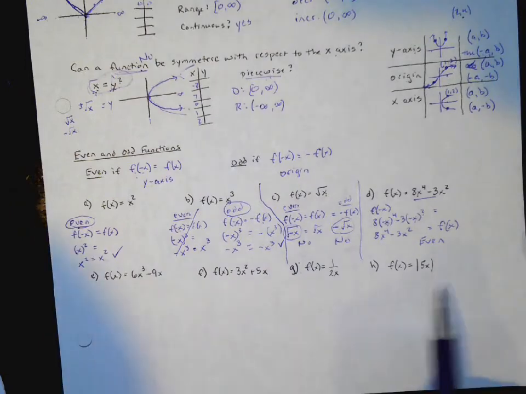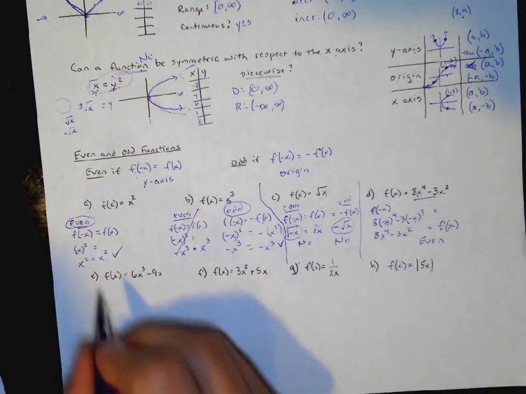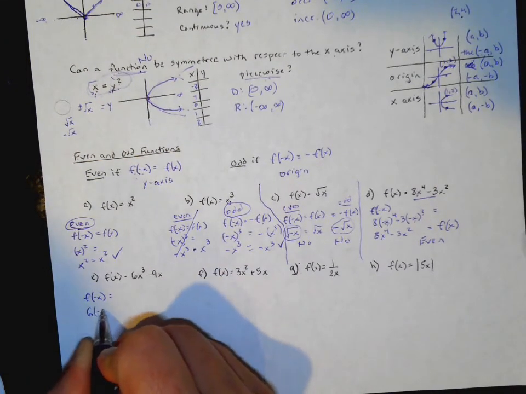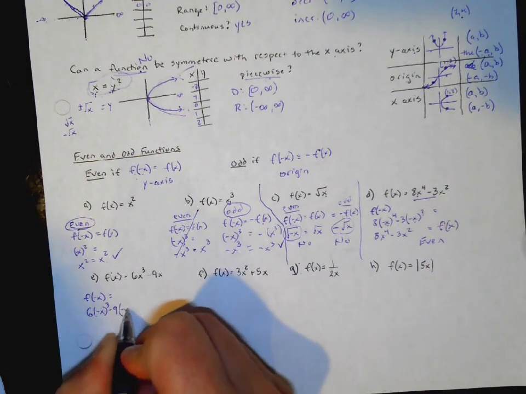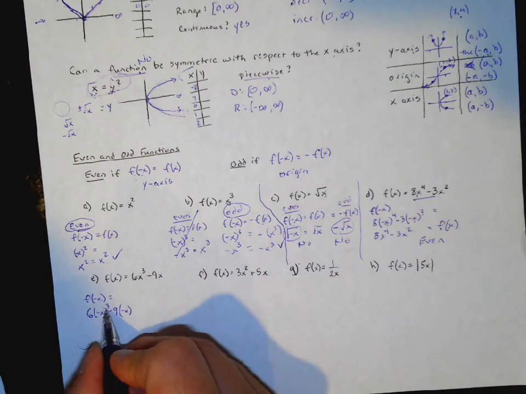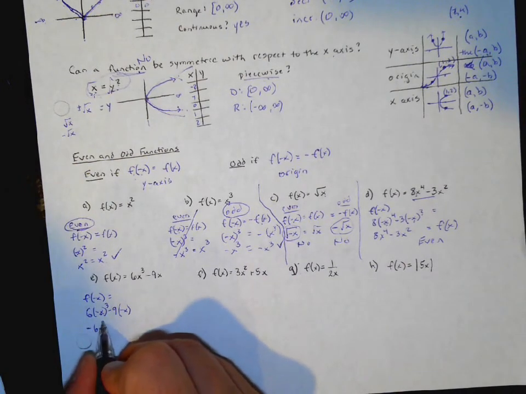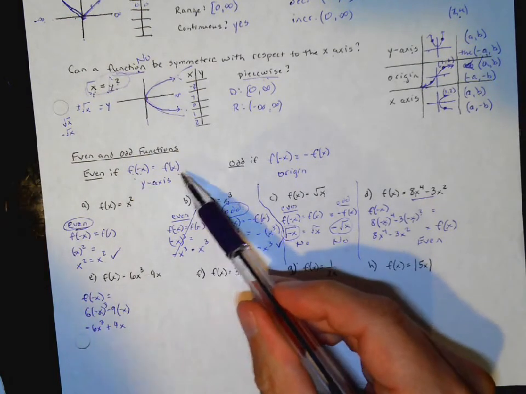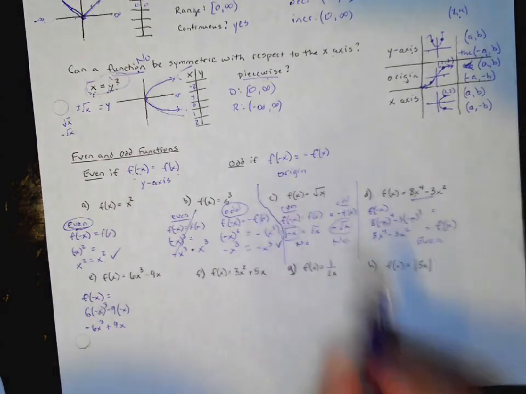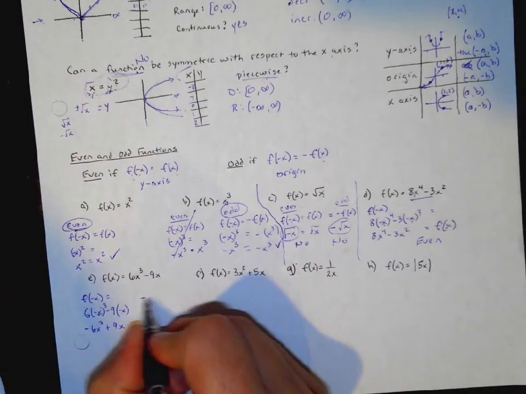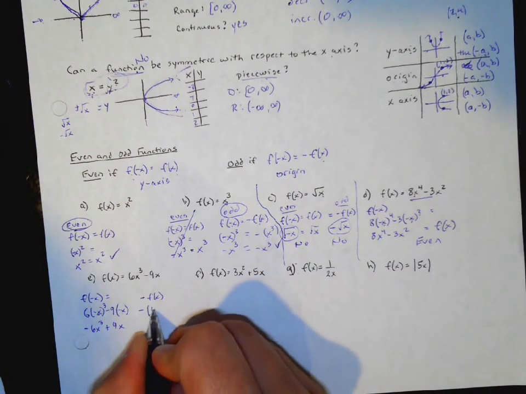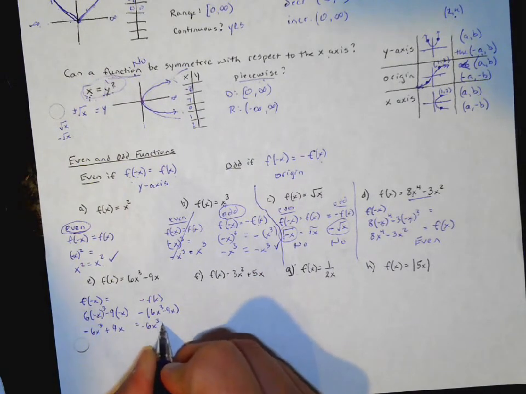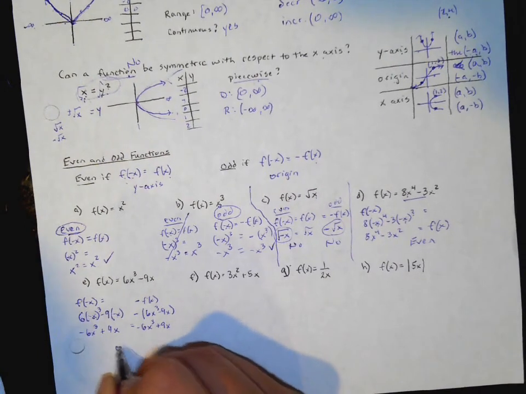Ideally, pause this and do these yourself and give them a try, and then come back and watch. Okay. So we're going to find f of negative x, which would be 6 times negative x to the third minus 9 times negative x. Negative times a negative times a negative is a negative. So this would be negative 6x to the third. And negative times a negative is a positive 9x. So I know it's not equal to f of x here. So let's see if it's equal to negative f of x. So negative f of x would be negative of the 6x to the third minus 9x, which equals negative 6x to the third plus 9x. Same thing. Therefore, it is odd.